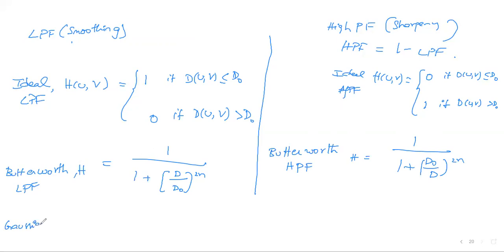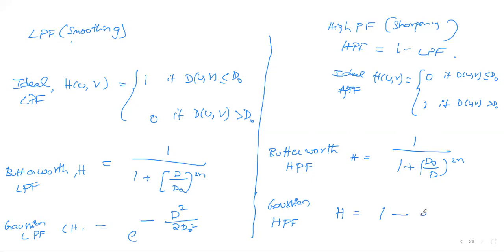Next, Gaussian LPF. H of u comma v is equal to e power minus D square by 2 D naught square. Next, Gaussian HPF. H is equal to 1 minus e power minus D square by 2 D naught square. This is the low pass and high pass filters in the frequency domain.